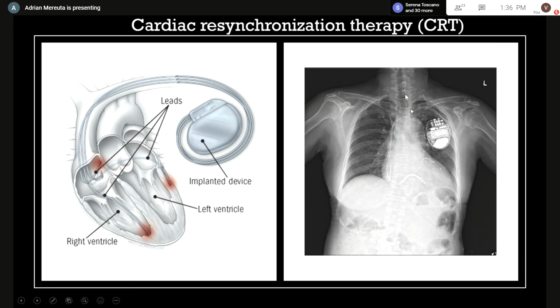And this shows you a patient, and you see the smaller lead is for the coronary sinus. And if you pay attention, you see that this coil means that this is not a regular pacemaker, but actually a defibrillator.